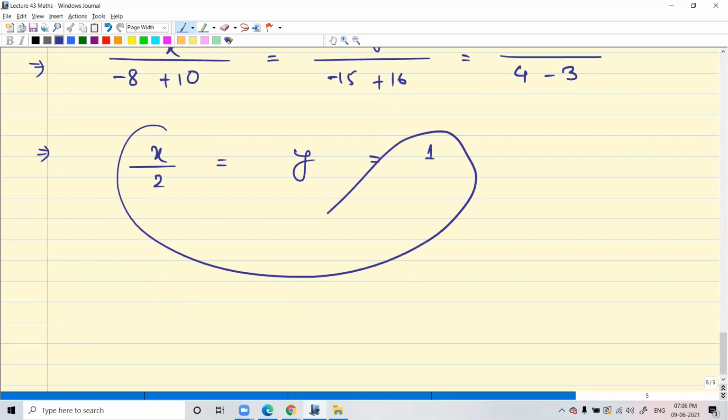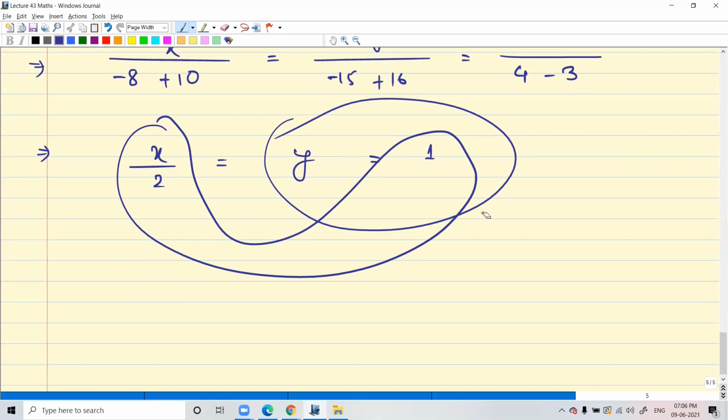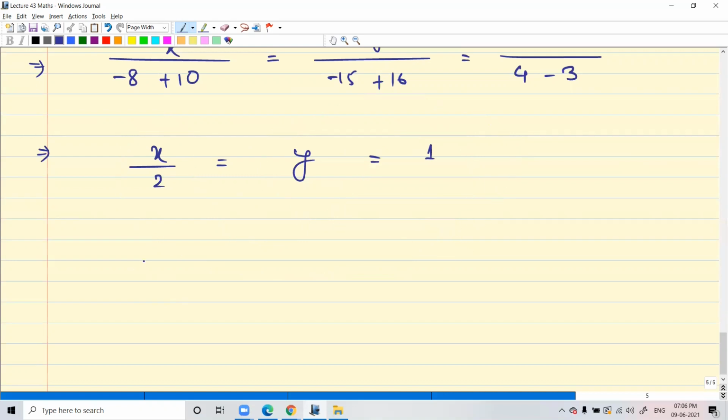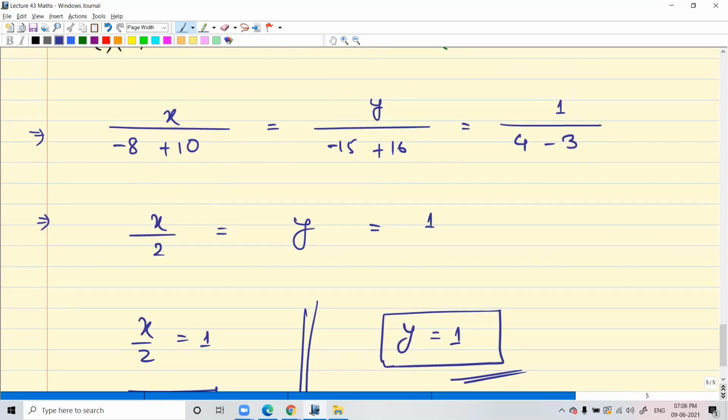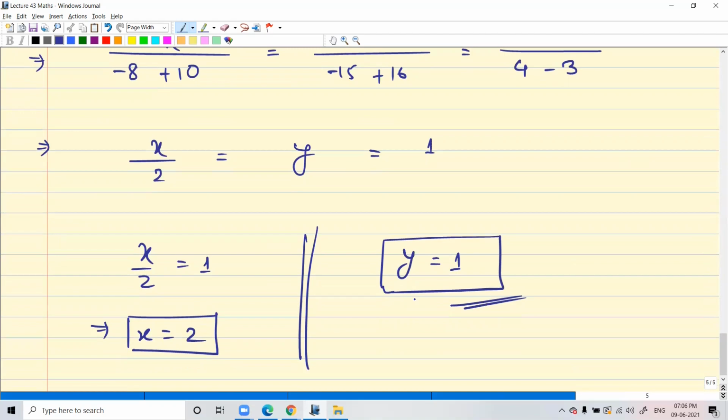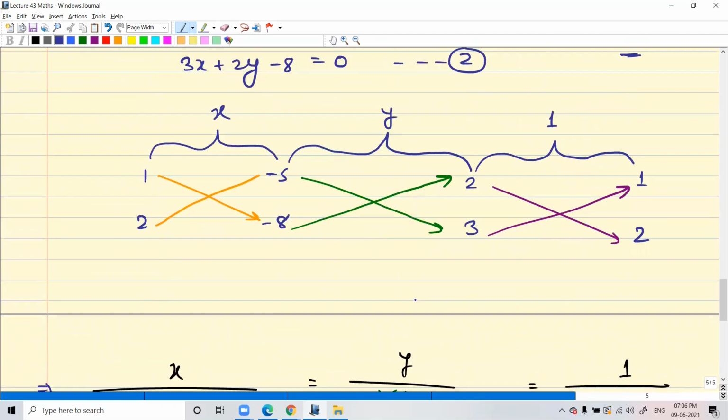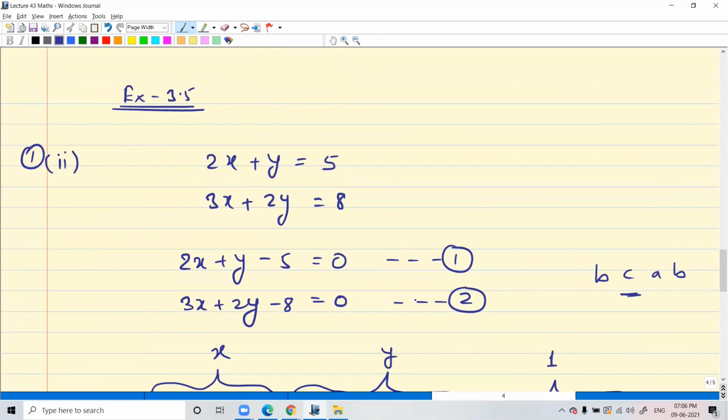So now we will equate these two and find the value of x, and then equate these two and find the value of y. So x by 2 is equal to 1. It implies that x is equal to 2. In the same way, it's very simple. It's already written nicely over there that y is equal to 1. You don't even need to do any calculation. So we have got the value of x and y using the cross multiplication method. I hope this is clear to you now.